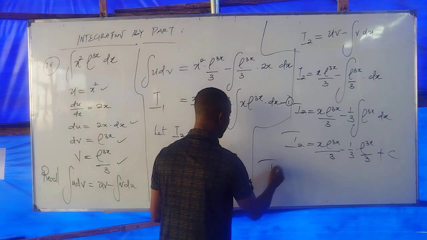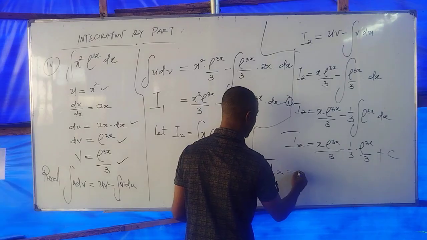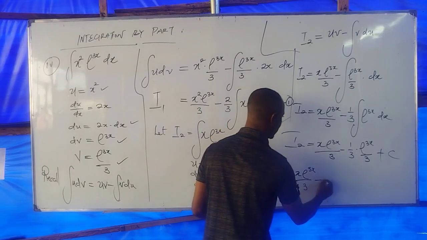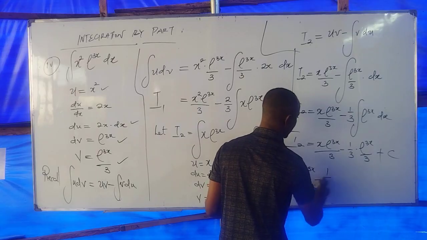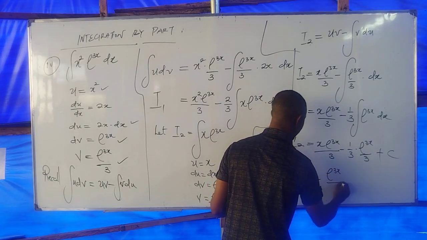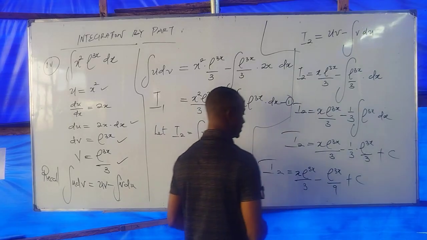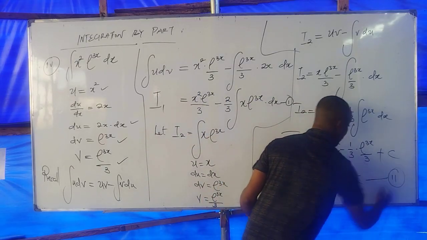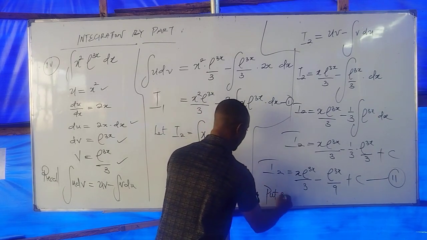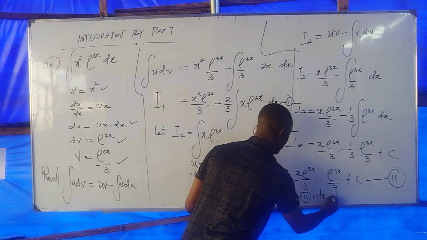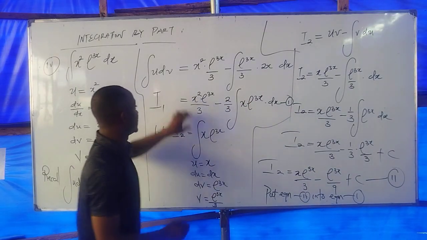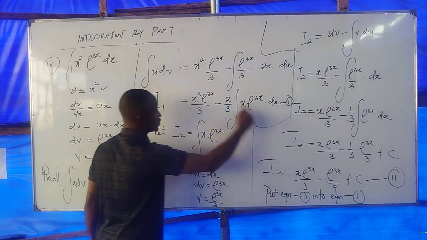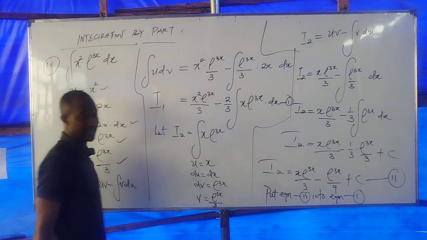Let's solve. So what's the I2 here? x e to the 3x over 3, minus 1 over 3 times e to the 3x over 9, plus c. Do you get the gist? I will now put this. Let's call this equation 2. We say put equation 2 into equation 1. Equation 1 is this now. We made this to be our I2. So I'm putting back my I2 into this original function. Is it clear now? And that will give us what?